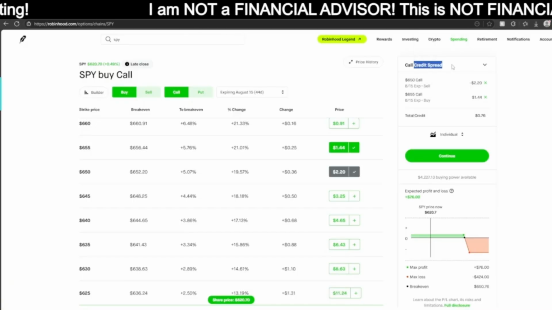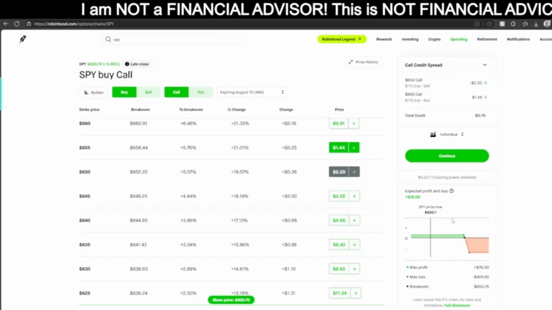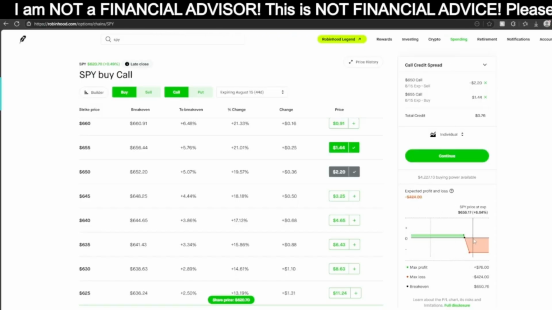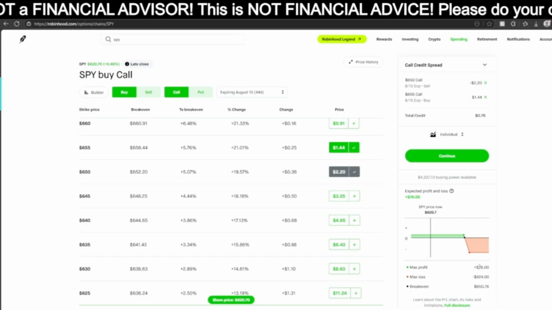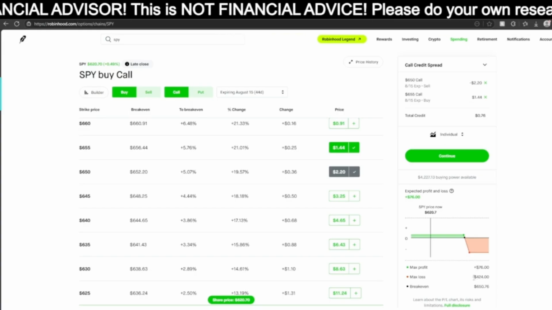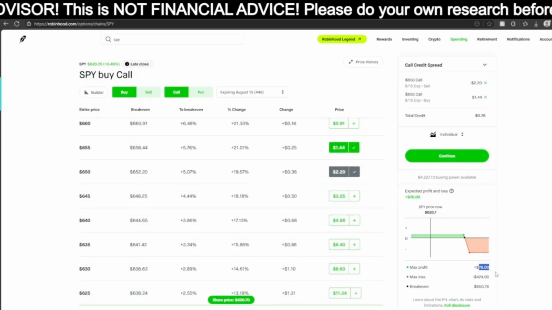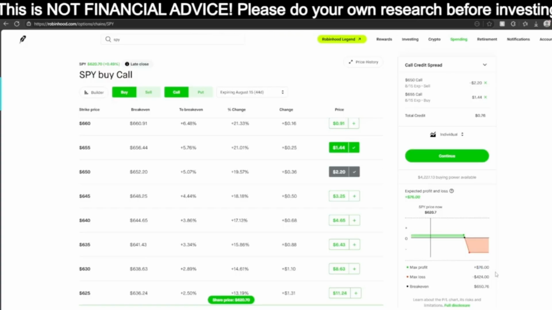So basically, I'm hoping that SPY doesn't go to 650. And if it goes above 650, then this becomes a loss. And again, the profit and the loss is not very good. You're risking $400 to make 70 bucks. Not a good risk reward ratio for a lot of traders.